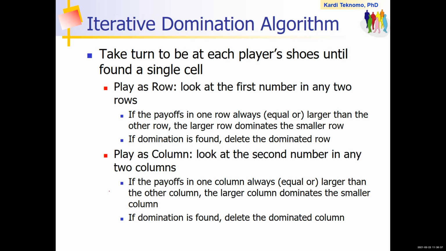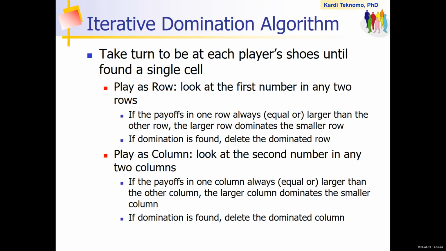After that, you play as column. In playing the column, you look at the second number in any two columns. If the payoff of one column is always larger than the other column, then the larger column dominates the smaller column. If domination is found, delete the dominated column.